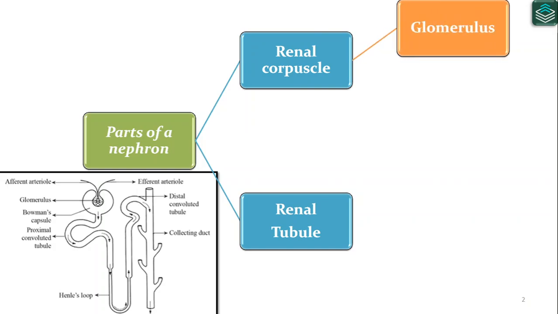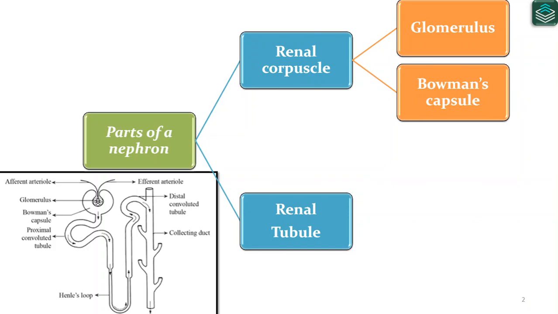The renal corpuscle has two compartments. First one is the glomerulus, a capillary network, and the second one is Bowman's capsule, a double-walled epithelial cup that surrounds the glomerular capillaries. Blood plasma is filtered in the glomerular capsule, and then the filtered fluid passes into the renal tubule.